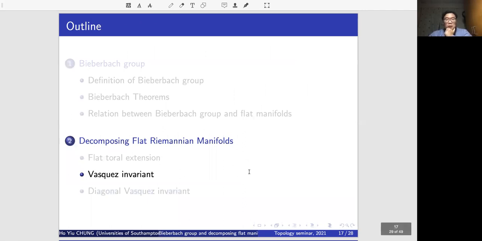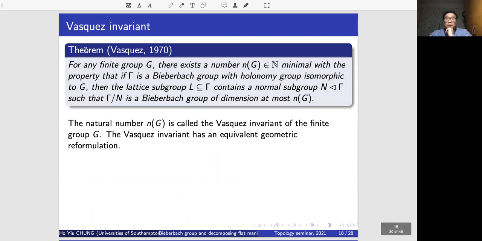All right, next page. All right. Now we're going to talk about the Vasquez invariant. It's a theorem introduced by Vasquez in 1970. Okay. Let G be a finite group, and there will exist a natural number we call NG, which is minimal with the property that if gamma is a Bieberbach group with the holonomy group isomorphic to G, then the lattice will contain a normal subgroup N such that the quotient is still a Bieberbach group, but of dimension at most NG.